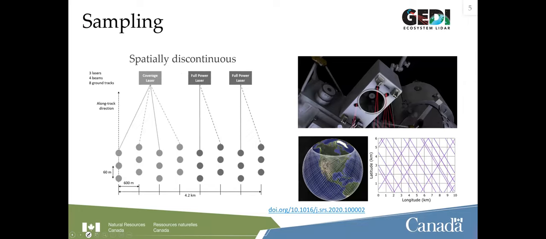Since this may be new to some, I thought I'd go over a few slides very quickly to give a high-level overview, because not all LiDAR data is equal. This spaceborne LiDAR is quite different than the data that's collected from a plane. It's spatially discontinuous. It uses three lasers to produce eight laser beams, which create shots roughly every 60 meters in the along-track direction and 600 meters across on the latitudinal track. So it's really just sampling the Earth every time it goes around. And since it's continuously sampling, you can combine multiple acquisitions from multiple orbits to increase those sampling densities.